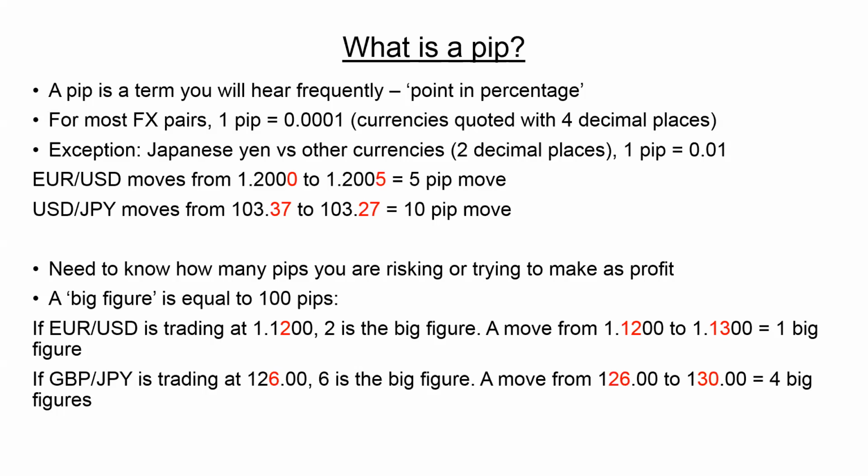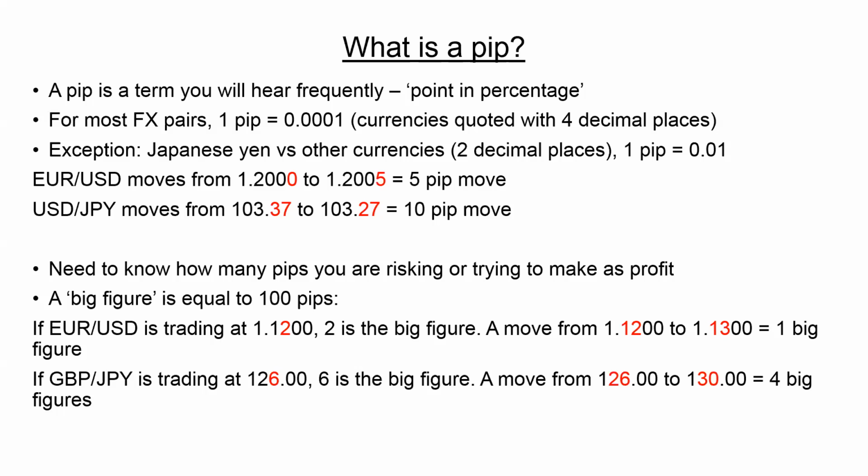Just to show you a couple of examples, euro dollar moving from a price of 120 to 120.05 is a 5 pip move. Dollar yen moving from a price of 103.37 to 103.27 is a 10 pip move, because dollar yen has gone from 103.37 to 103.27, so a 10 pip move.